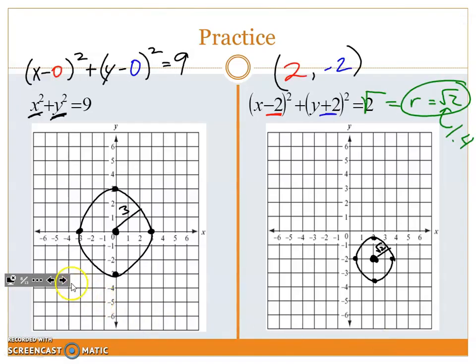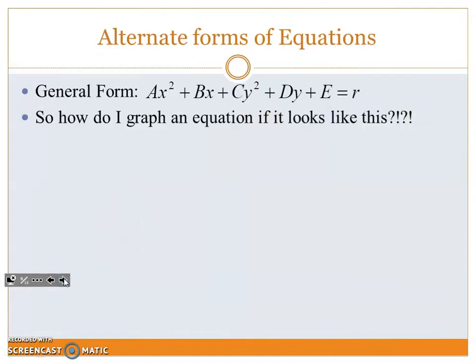Okay, so next thing we're going to talk about is alternative forms of the circle equation. One of the ways that you guys will see your circle equation written is ax squared plus bx plus cy squared plus dy plus e equals r or equals 0. Wowza. How are you going to graph an equation if it looks like this?